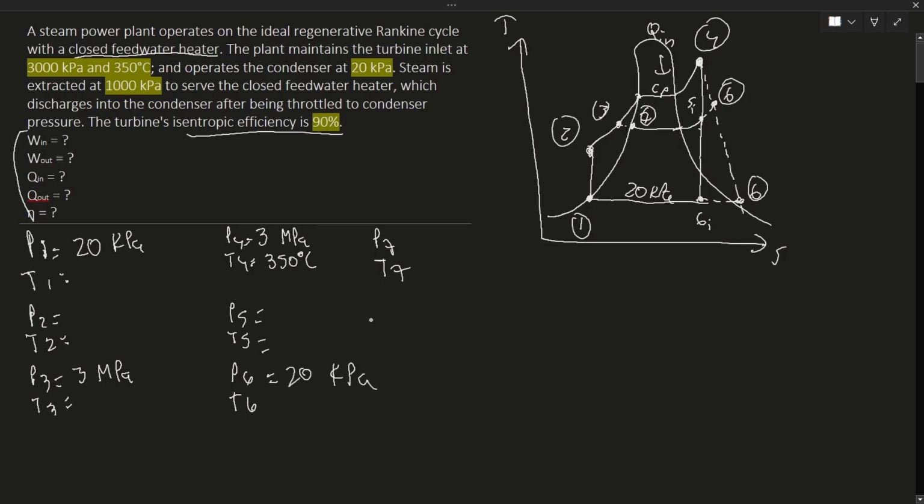Steam is extracted at 1 MPa. That's over here. After, whoops, this is supposed to be point 5. Point 5 has constant pressure at 1 MPa. So point 5 is 1 MPa, and pressure 7 is 1 MPa. The rest is discharged into the condenser. And then we have the isentropic efficiency of the turbine to be 0.9. All right, so now we have to find all of the h's.